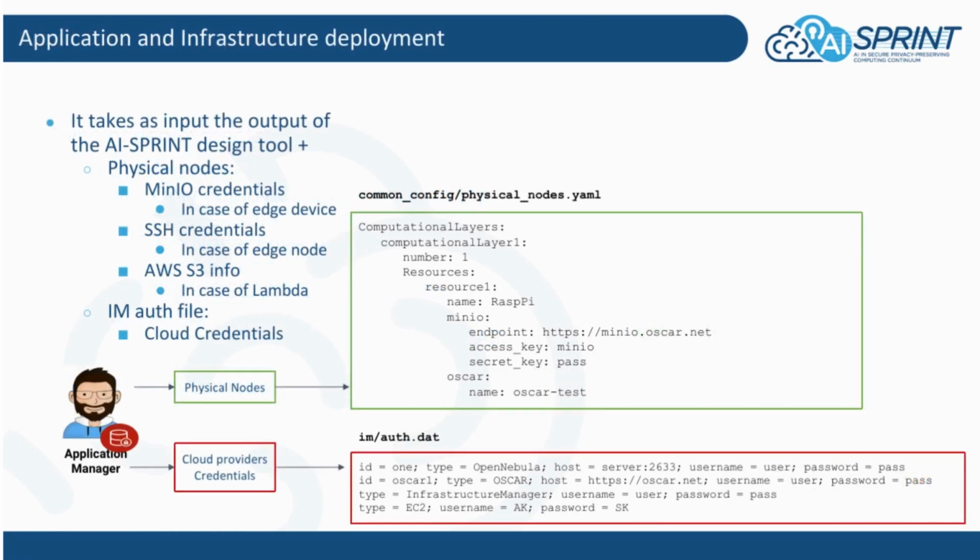The TOSCARIZER tool takes as input the output of the AI Sprint design tool plus a set of additional files. In case there are some already deployed physical nodes, you have to add this physical nodes YAML file, where the user has to specify the endpoints of the already deployed ones. For example, the MinIO credentials, the SSH credentials, or in case of AWS, the AWS S3 info. And the second file, which is mandatory, is the Infrastructure Manager auth file, where the application manager has to provide the credentials to access the different cloud providers where the applications will be deployed.